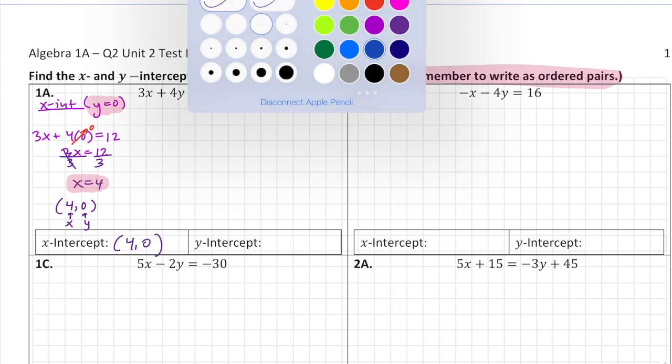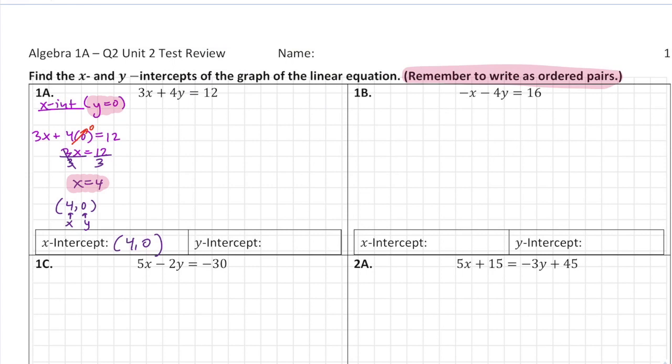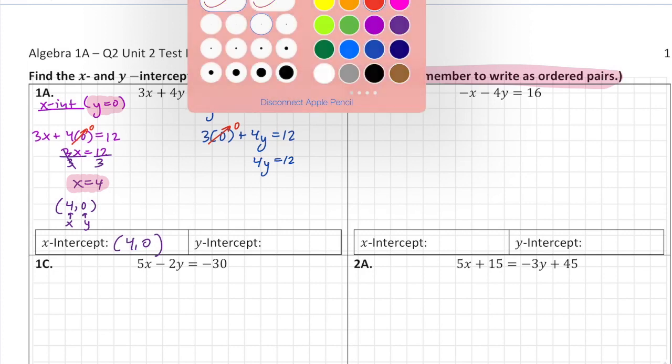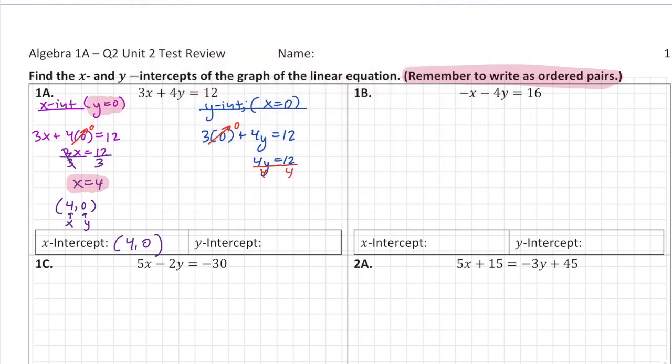Now to find my y-intercept, it's very similar except I do the opposite. Now if I'm doing my y-intercept, remember we are setting x equal to 0. I have 3 times 0 plus 4y equal to 12. Remember 3 times 0 is equal to 0, so really all I've got is 4y equal to 12, and I'll rewrite that right there. Now I'm going to go ahead and divide both sides by 4. So I can get that 4 over 4 to reduce, or at least the 4 to reduce. And I've got 12 divided by 4, which is 3.